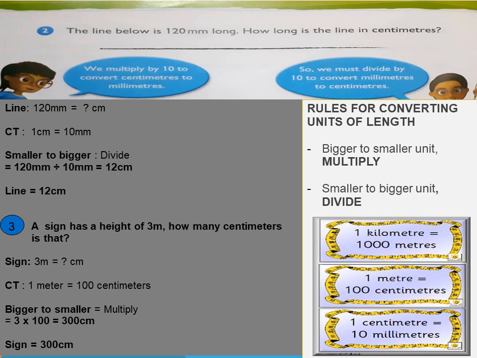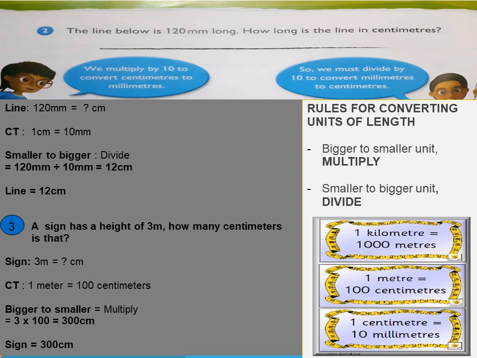Millimeters and centimeters is still the last one. That's 1 centimeter is equal to 10 millimeters. And we're converting from smaller units to bigger units. What do we do? We divide when converting from smaller to bigger units. So 120 millimeters divided by 10 is 12 centimeters. So the line is 12 centimeters.